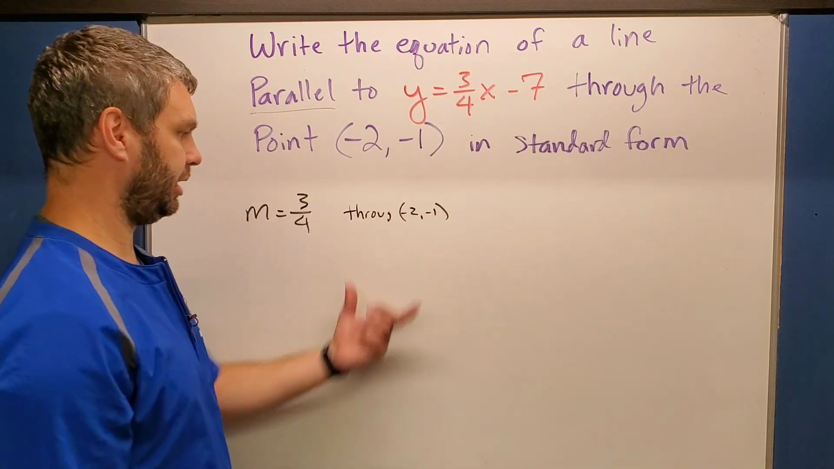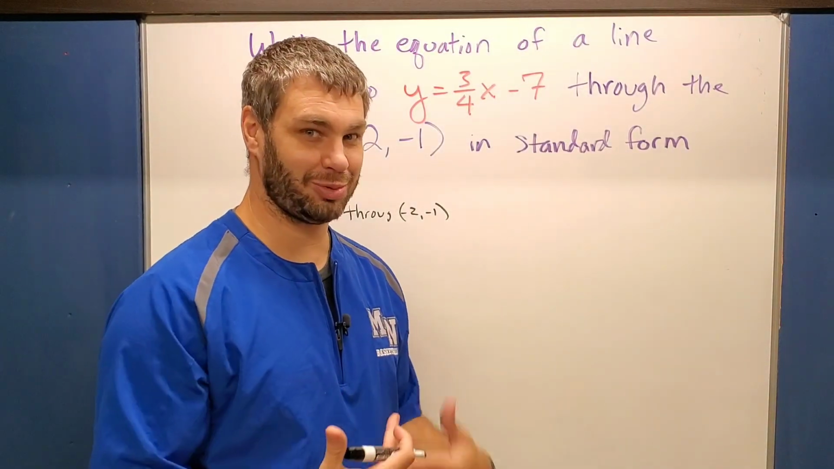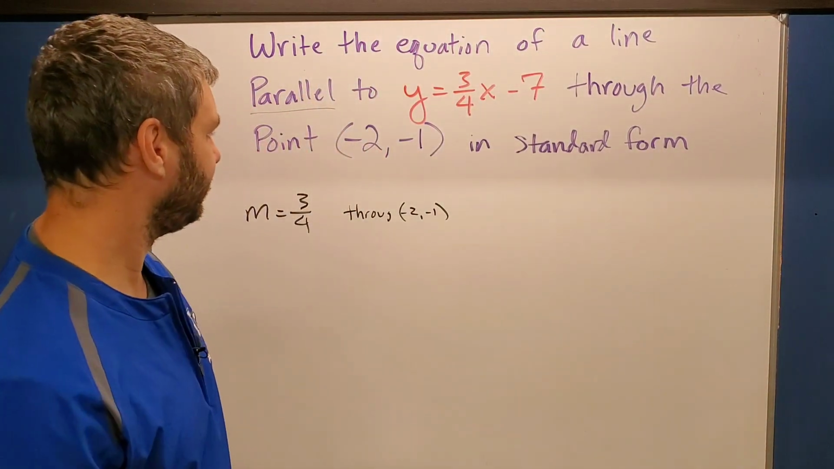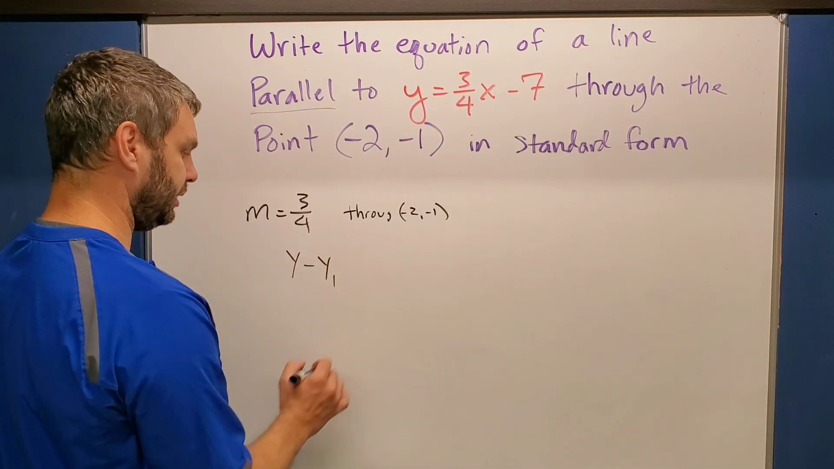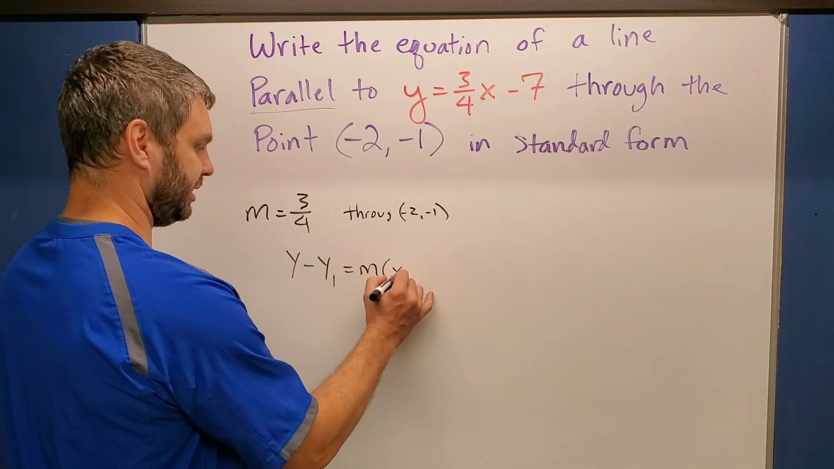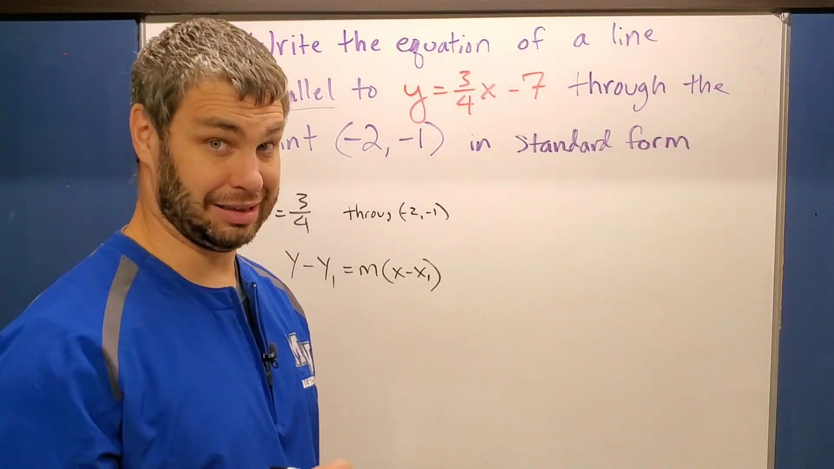So what do they give us? A point and a slope. Do we have an equation type called point-slope form? Yes, we do. And because of that, we're going to start in that point-slope form, which is y minus y1 equals the slope times x minus x1. If you don't know that, write it down, memorize it. You're going to use that a lot.